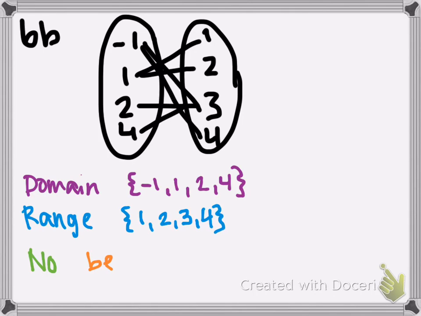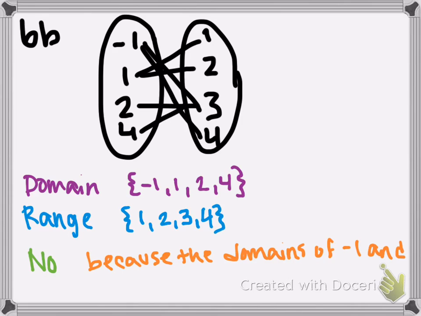because the domains of negative 1 and 1 have 2 range values.